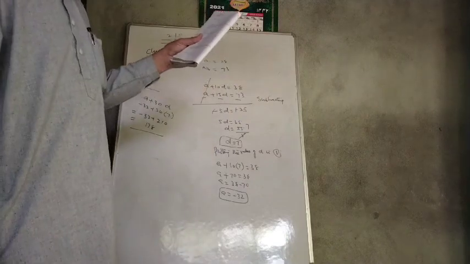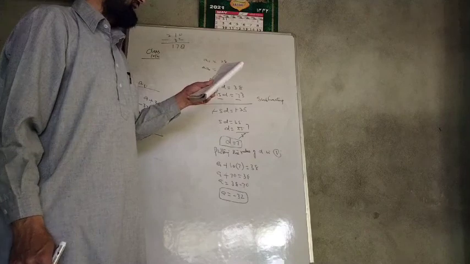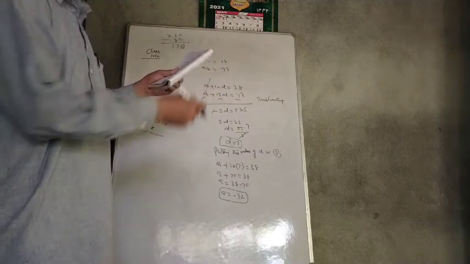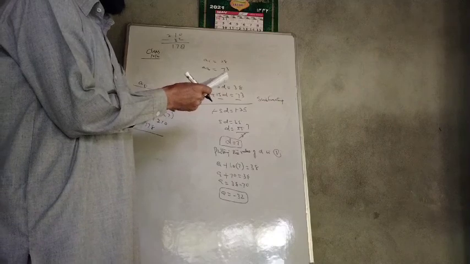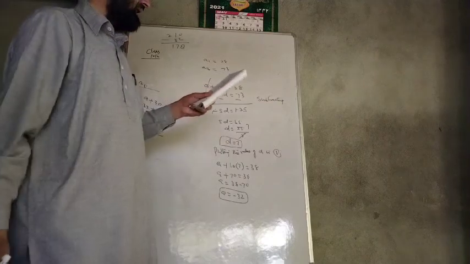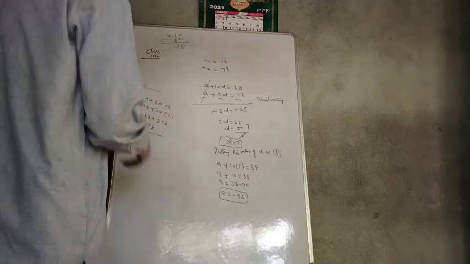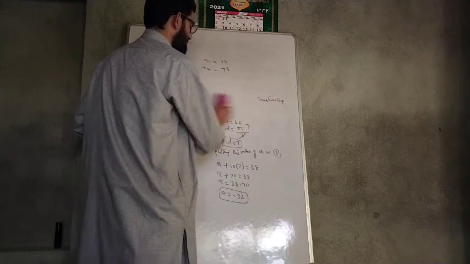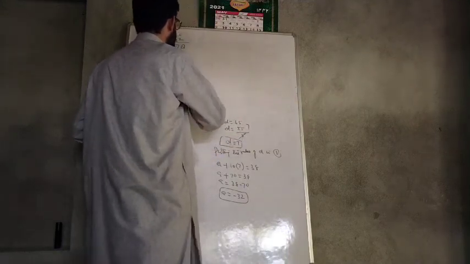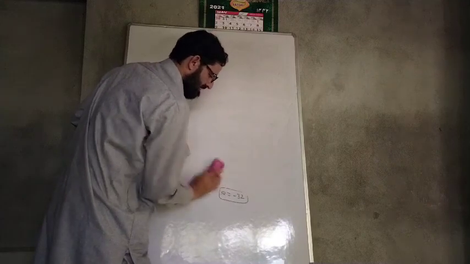Question number 8 reads: an AP consists of 50 terms, and the third term is 12 and the last term is 106. Find the 29th term. Now there are 50 terms. What is the last term? Obviously it is the 50th term. The 50th term is equivalent to 106.